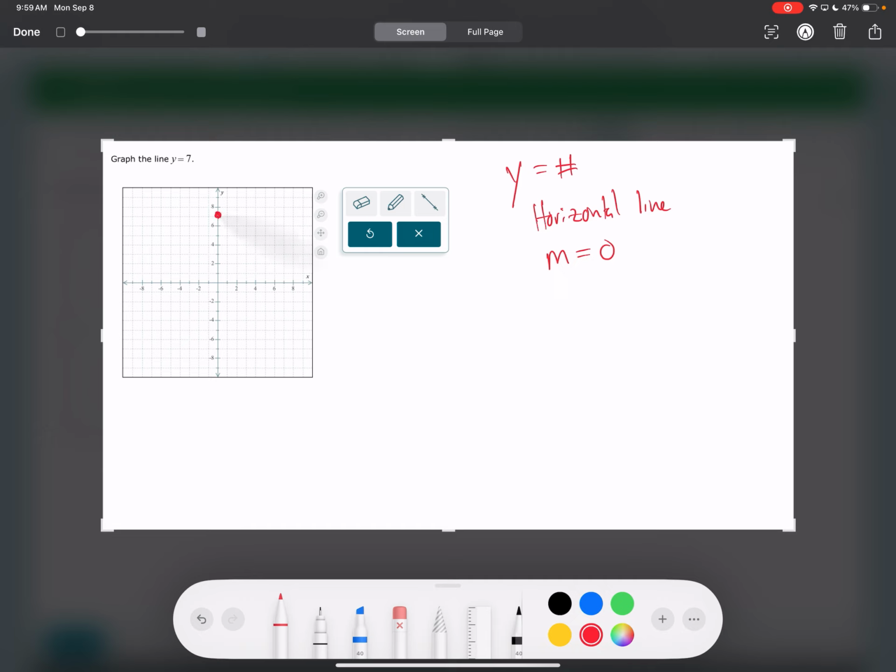So if I go to y equals 7, it wouldn't make any sense to draw it this way. This says no matter what x is, y is always 7. Okay. If it is x equals a number, because you could get either one on the test, it is a vertical line and the slope is undefined.